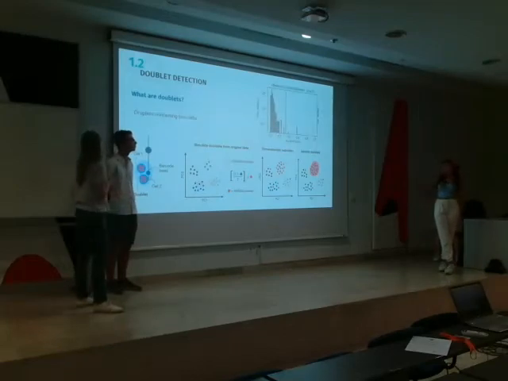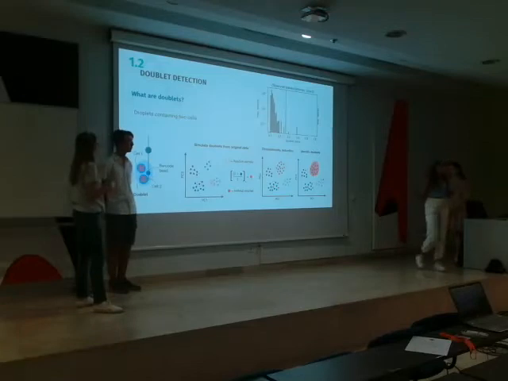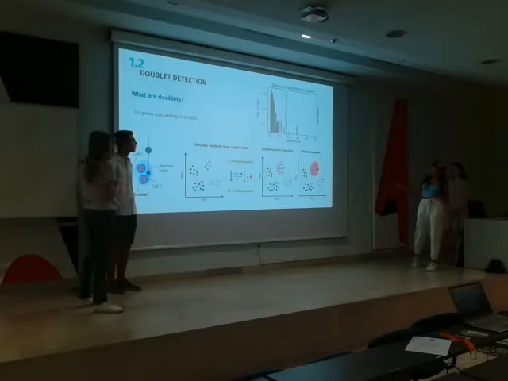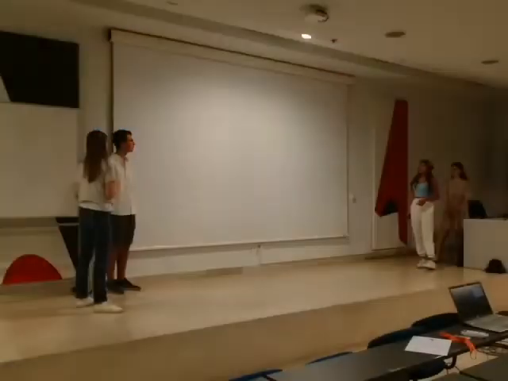On this graph, you can see the doublet score, which is the amount of artificial doublets a cell has. So we can see that the line is drawn here, and we know that these cells are doublets. These are the cells that are here. And this is how we determine that.